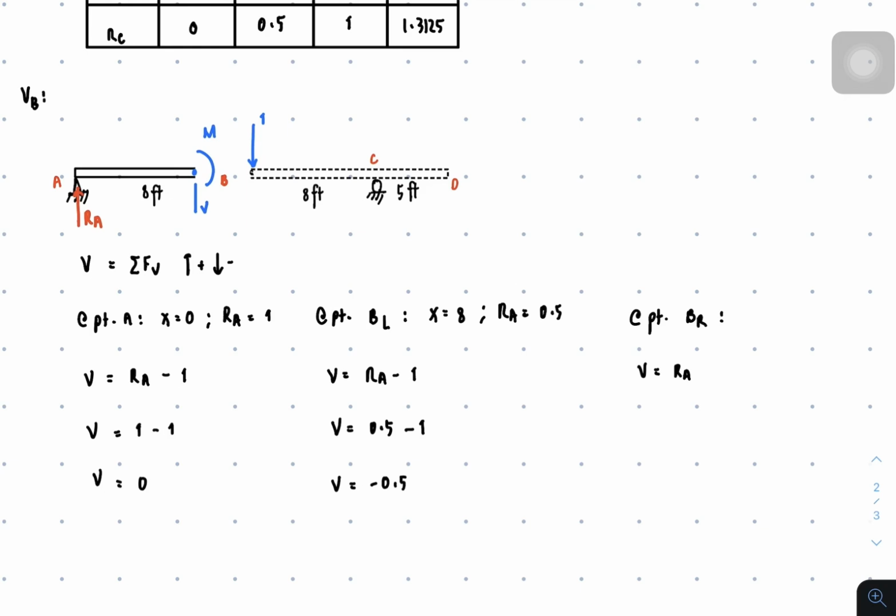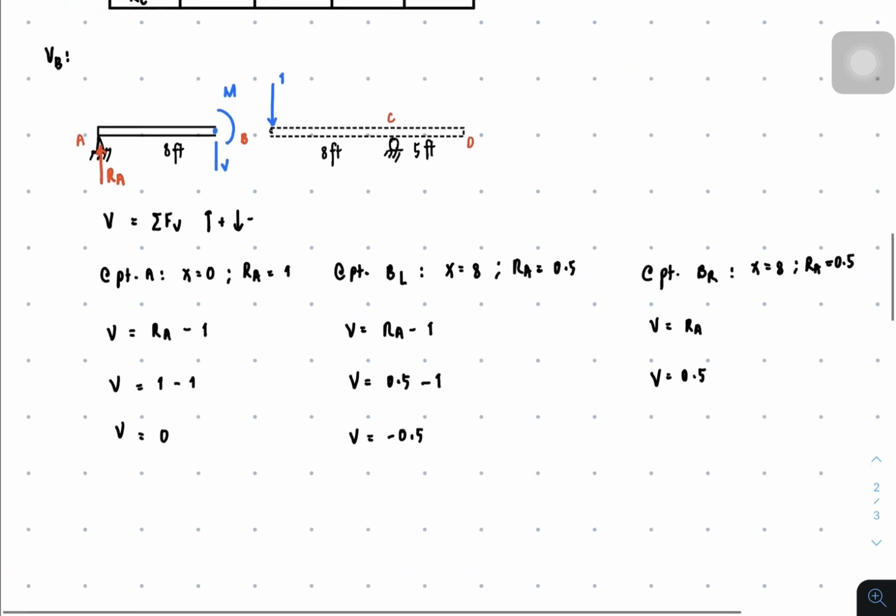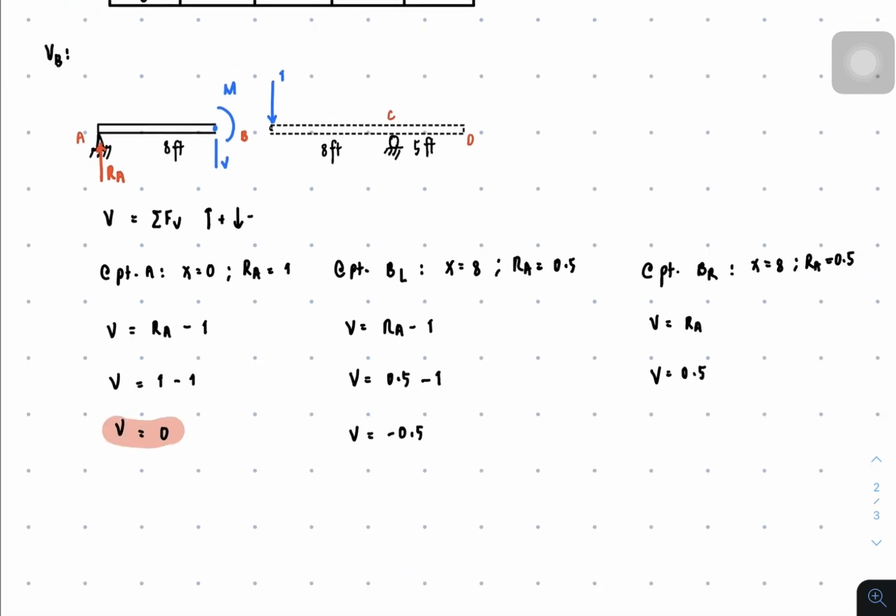And then of course when the 1 unit load is at point B, that's X equal to 8, therefore RA is still the same, 0.5. So shear is RA, 0.5. So mao ni ang mga values sa shear of B.